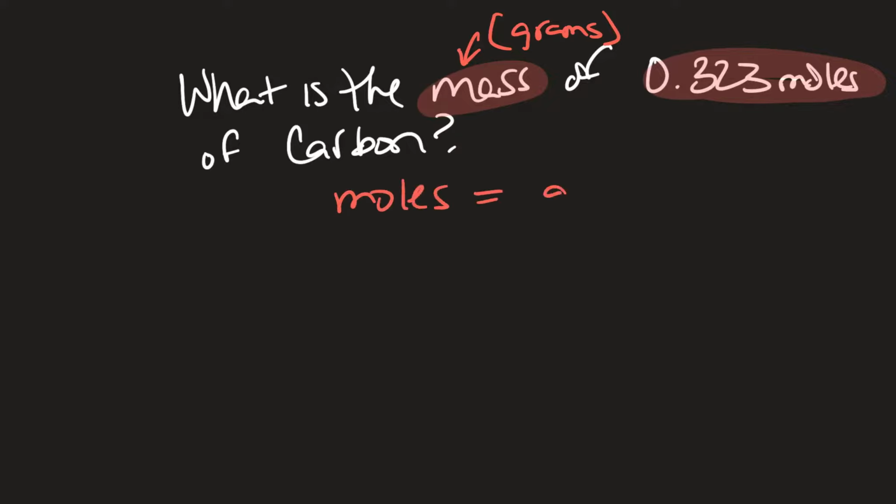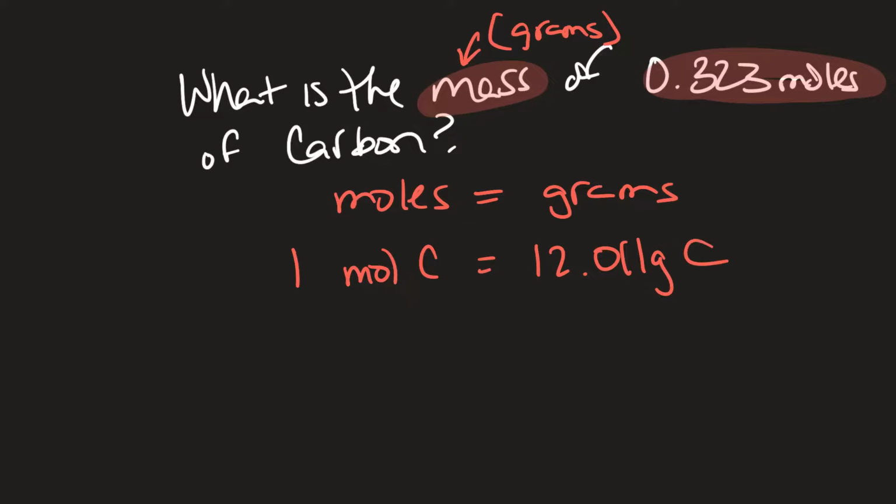And so now, if we're going from moles to grams, what is the EQ statement? What's the equivalent statement? What's the relationship between the moles of carbon and the grams of carbon? Well, we know, based off of the periodic table, that for every 1 mole of carbon, we have 12.011 grams of carbon. So we can use this EQ statement to help answer this question.